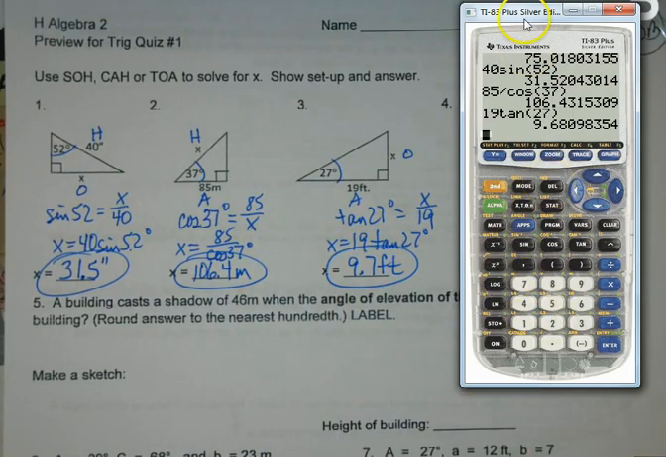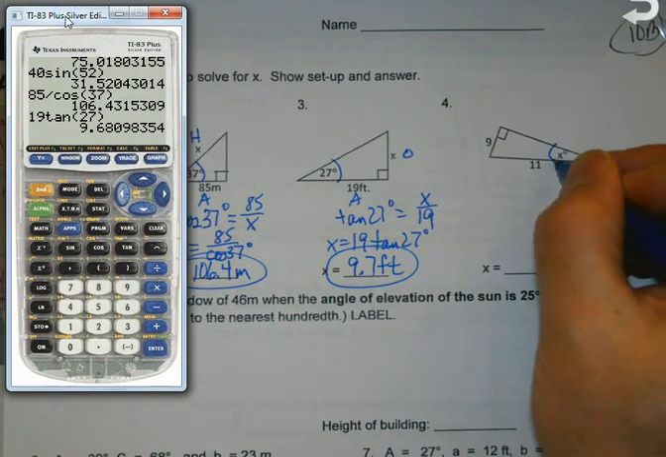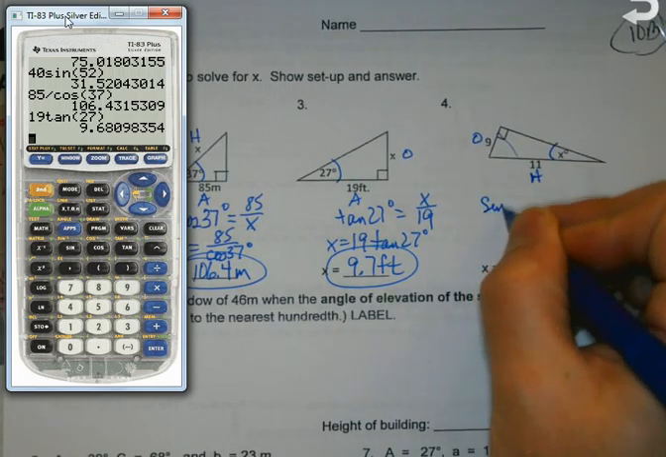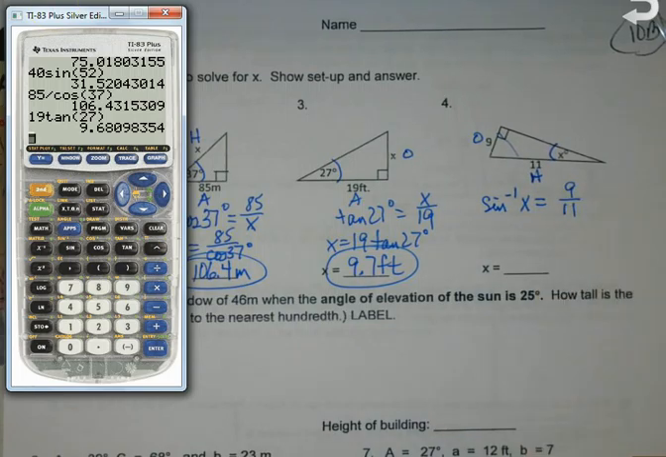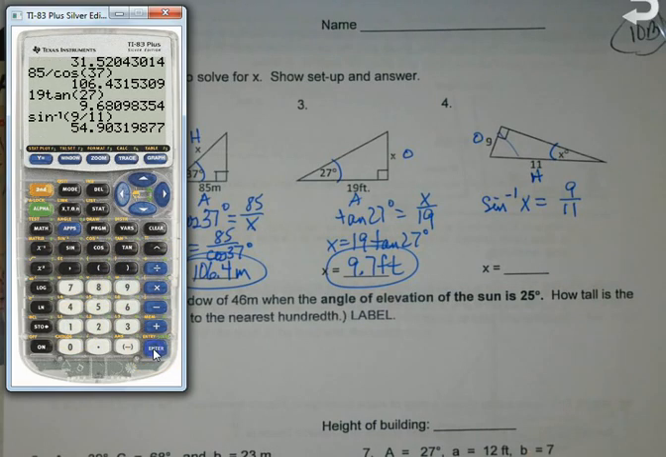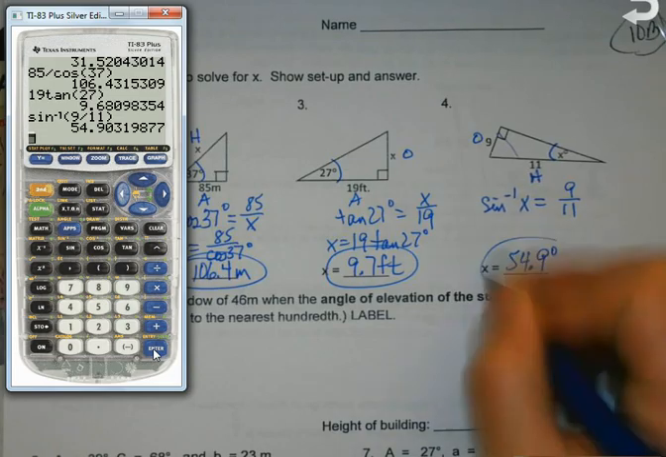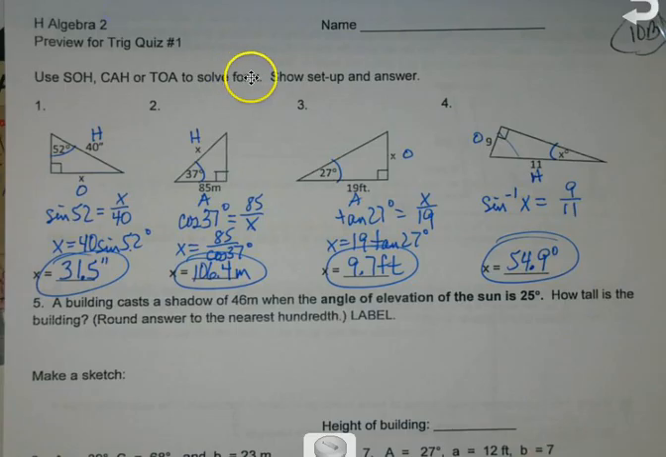And then finally, swing over here, I'm looking for an angle, opposite and hypotenuse, which is sine. But remember, that's why I'm going to use the inverse sine here. For this one, I have to do second and sine since I'm looking for an angle, and then type my fraction in and get that value.